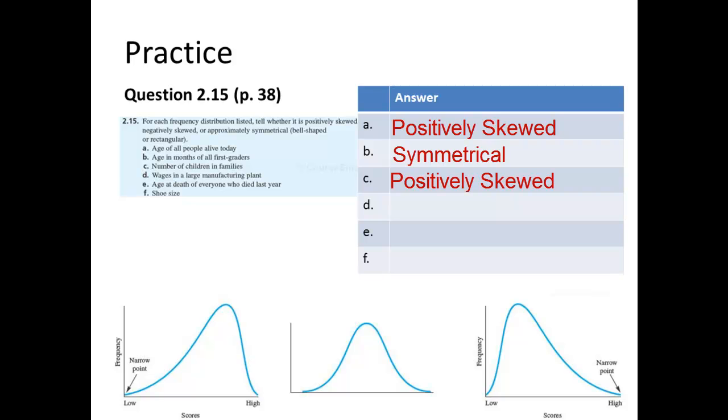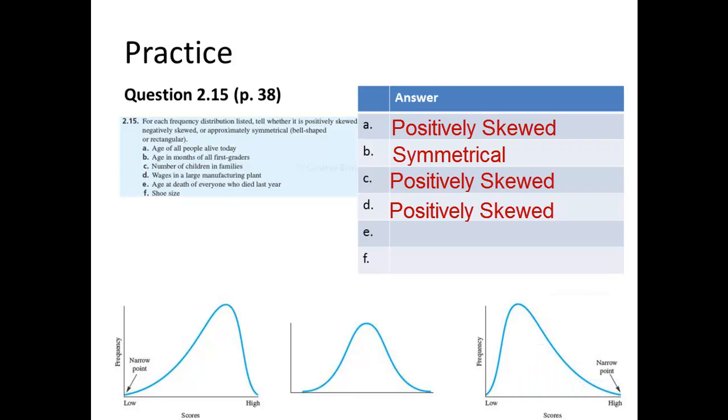D. The wages in a large manufacturing plant are likely positively skewed because the majority of employees are workers, making considerably less money usually than the fewer number of management, which would have higher salaries. So again, we have a case of lots of low scores, that's low wages in this example, and a few high scores, high wages, making the overall distribution skewed to the right because the tail would be on the right-hand side.